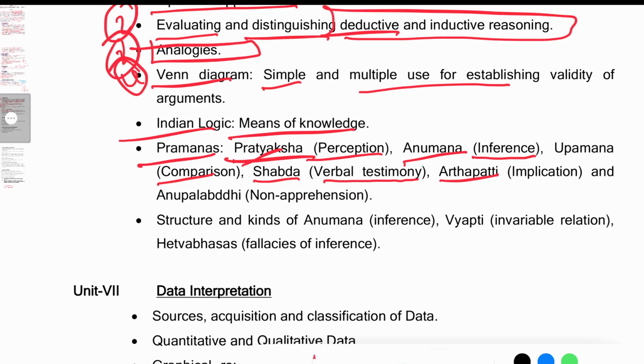Further, we will read about the structure and kinds of Anumana, how inferences are structured and what types of inferences Anumana has. Vyapti, invariable relation. Hetvabhasa, fallacy of inference.